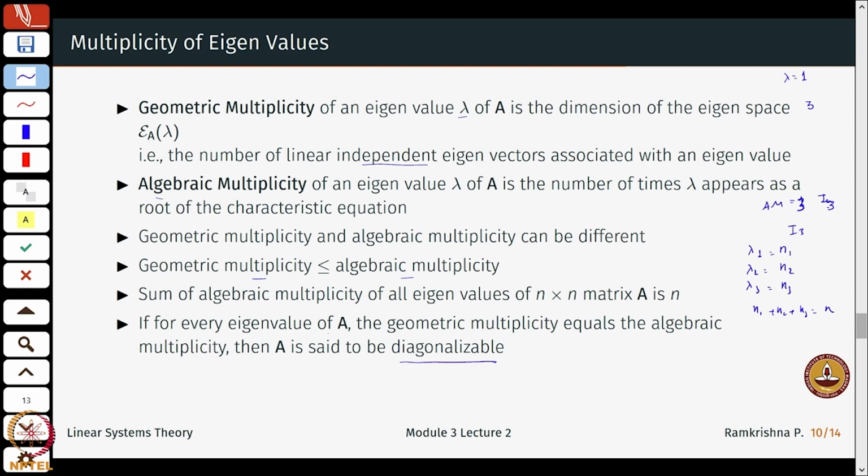Now the question is, when can I actually do that? If for every eigenvalue of A the geometric multiplicity equals the algebraic multiplicity, then A is said to be diagonalizable. There is also a counter question of what if the algebraic multiplicity and geometric multiplicity are not the same. We'll keep that question for a little later, maybe in the next 1 or 2 lectures we will try to answer it. But this is a very important property to know. We always were talking of diagonalizable matrices without really understanding if I can always do that. We'll do examples and counterexamples to this, maybe also in one of the tutorial classes.